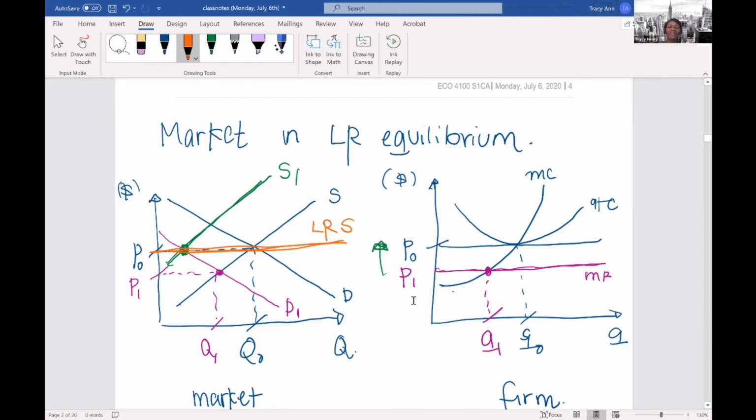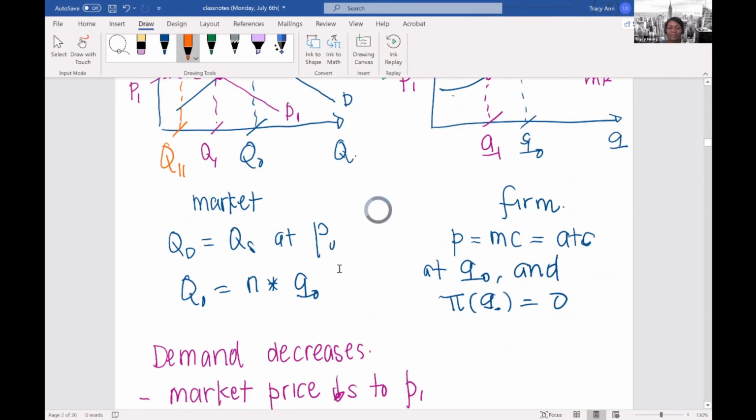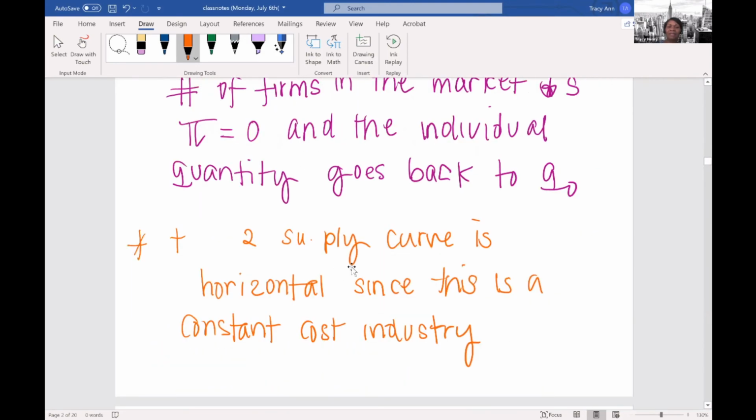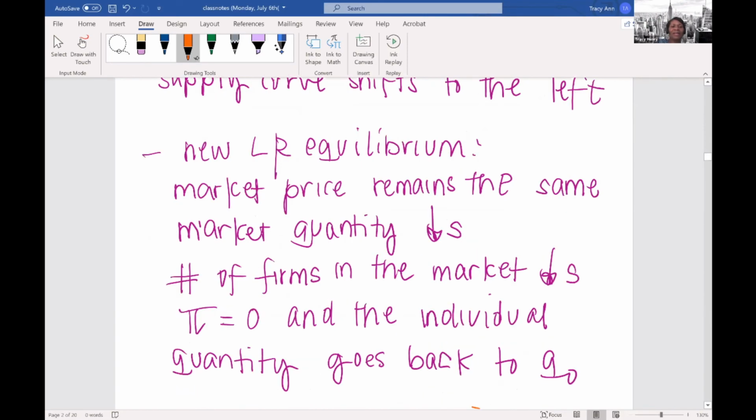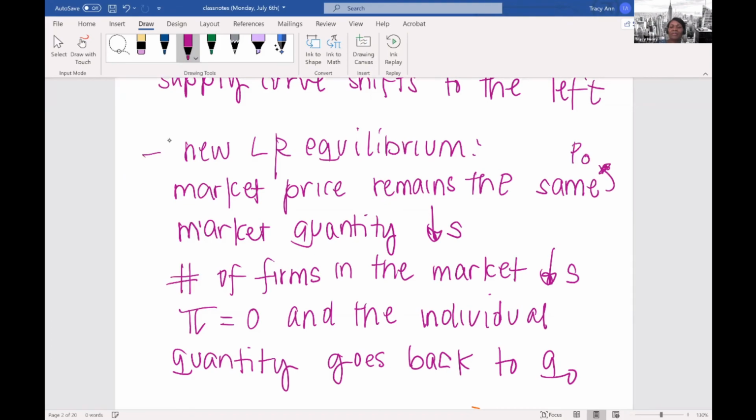So what I want you guys to notice is that when you go back to P0, the new market quantity, I put it as Q2, is a new market quantity because even though the price is back at P0 with less firms in the market, this quantity is going to be even smaller. New market price remains the same, and this is P0. Market quantity decreases to Q2.